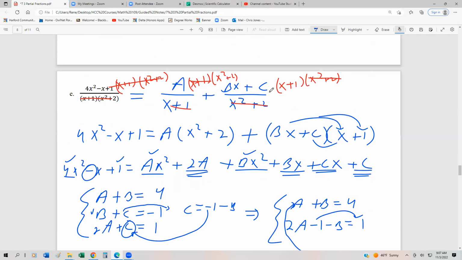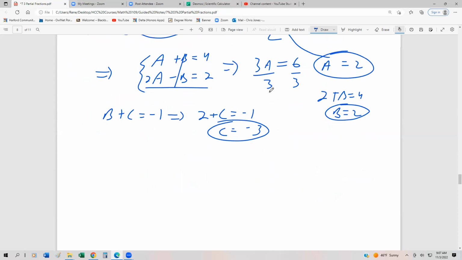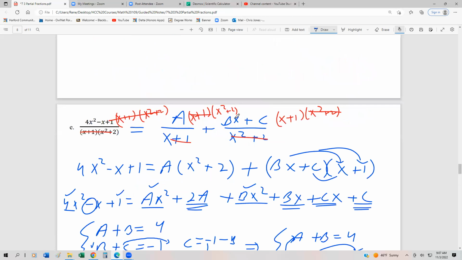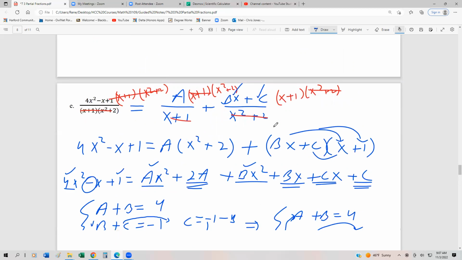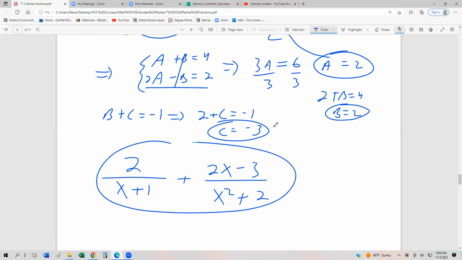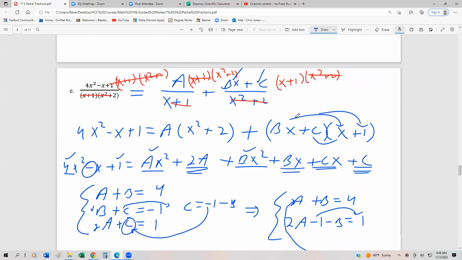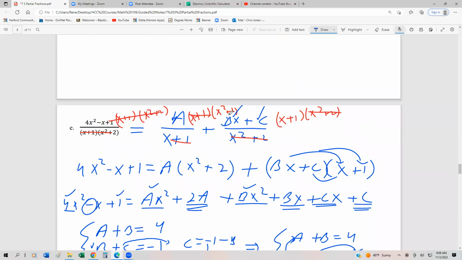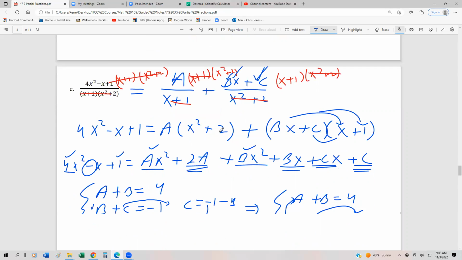We go back up. We substitute for A, B, and C. Remember that A is 2, so we get 2 over x plus 1. Remember that B is also 2. So we're plugging back in here: we have Bx plus C, C is negative 3, and the denominator for this was x squared plus 2. That's going to be our decomposed fraction. Again, all I did was substitute back in for A, B, and C when we decomposed those fractions. So not too bad with this one.